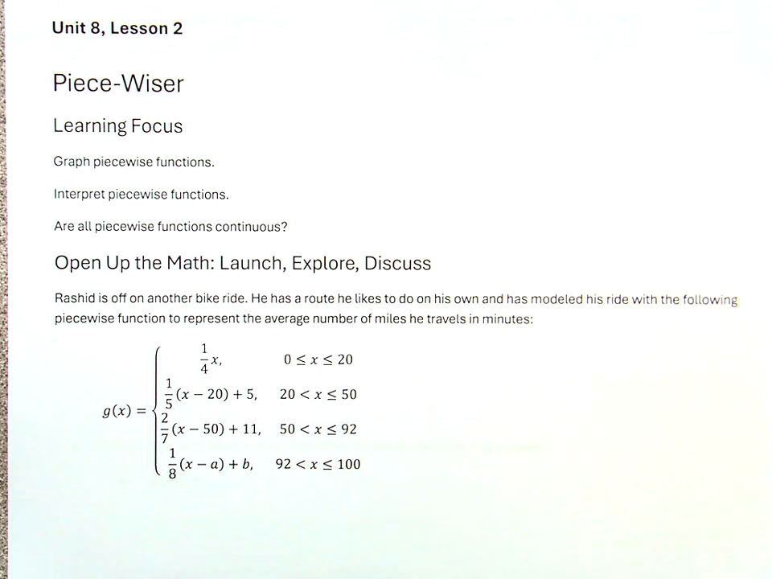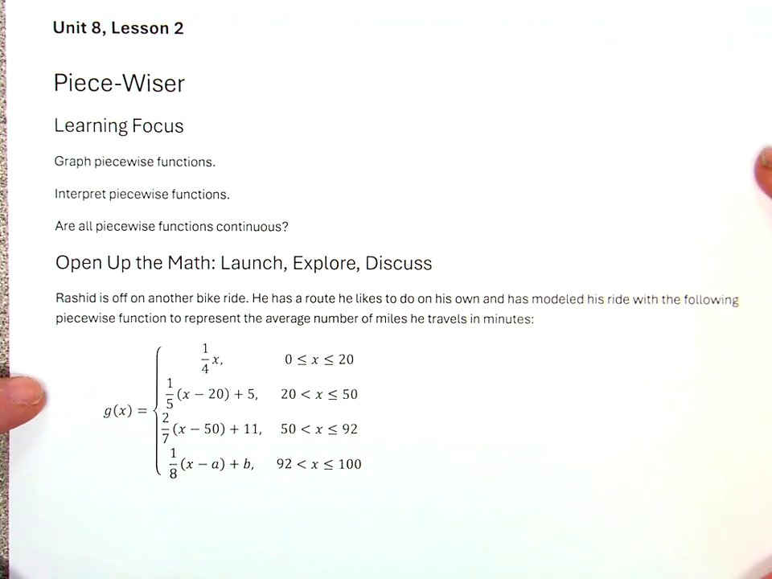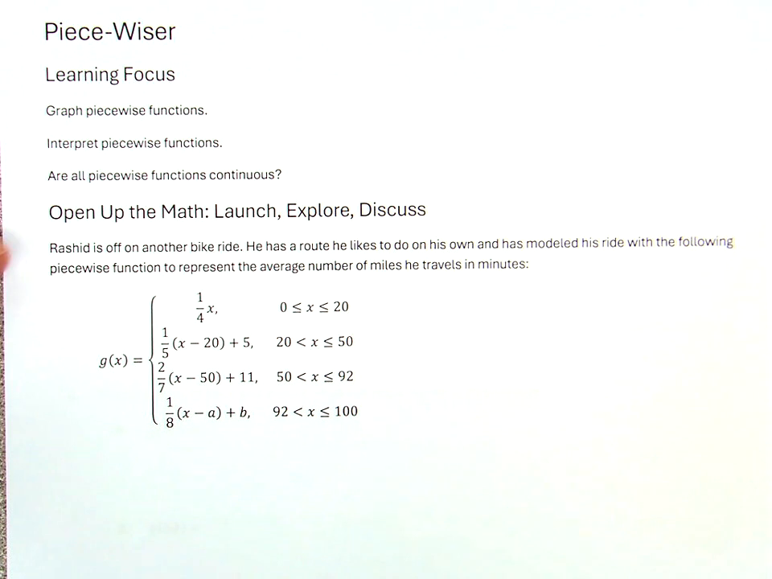So in your workbook, the lesson should start here. Piecewise is the topic, title of this. And at the first part, they give us the scenario. Rashid, just from the last lesson, taking another bike ride. He has a route that he likes to do on his own, and he's modeled the ride with the following piecewise function to represent the average number of miles he travels in minutes. Okay?